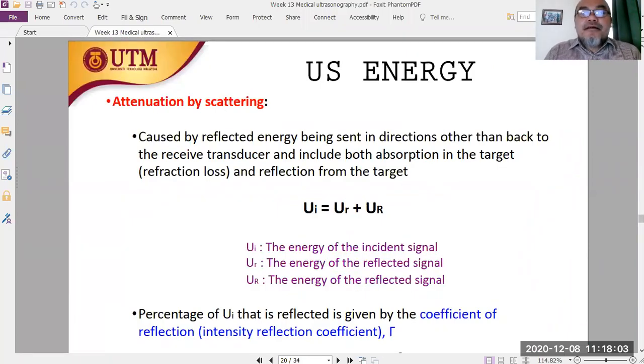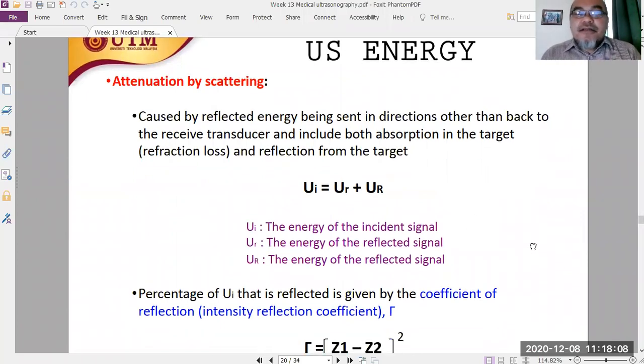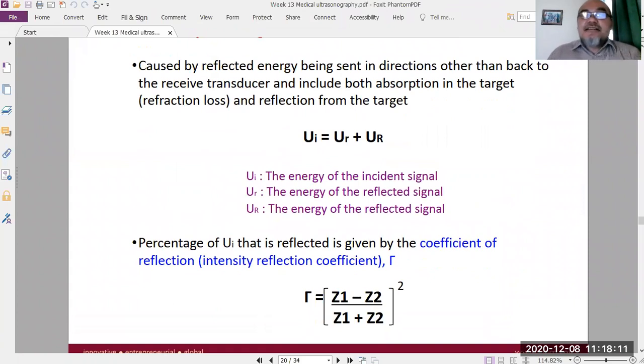Okay, this is absorption. Then scattering is when the energy is being reflected. The reflected energy is being sent in directions other than back to the receiver. So it goes in other directions, random directions, so it's not received by the transducer anymore. This also includes absorption in the target, which is reflection loss and reflection from the target.